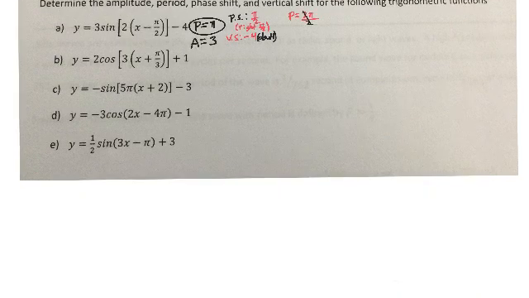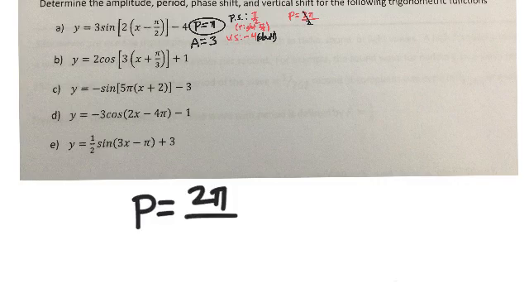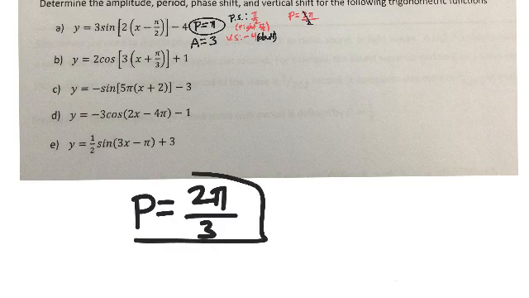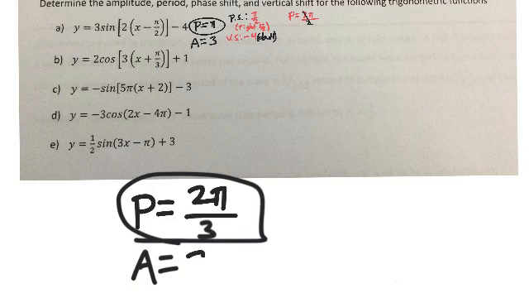Okay, look at the next one, 2 cosine of 3 times x plus pi over 3 plus 1. So first thing I want to do is find my new period. Cosine has a period of 2 pi by default. But now on the inside it's being multiplied by 3, so I'm going to divide by 3, which means my new period is 2 pi over 3. Next, I would find the amplitude. The amplitude is the number that's being multiplied on the outside, which is 2.